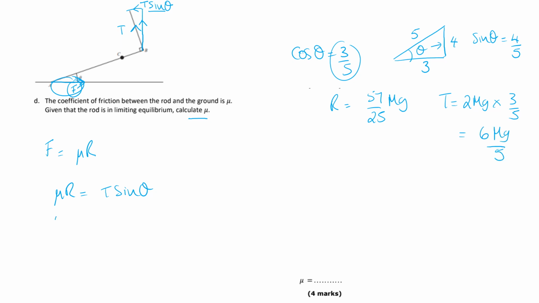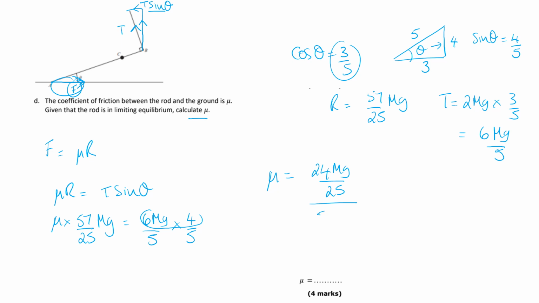So if we put them in, mu times the 57 over 25 mg is equal to T, 6mg over 5, times sine theta, which is 4/5. So mu is going to equal, timesing these together, 24mg over 25, and divide by R, which is 57 over 25 mg. The mg's will cancel, the 25's will cancel, and mu is equal to 24 over 57, which cancels down to 8 over 19.